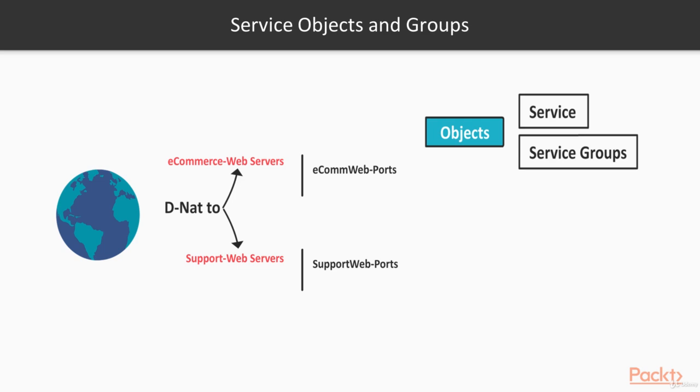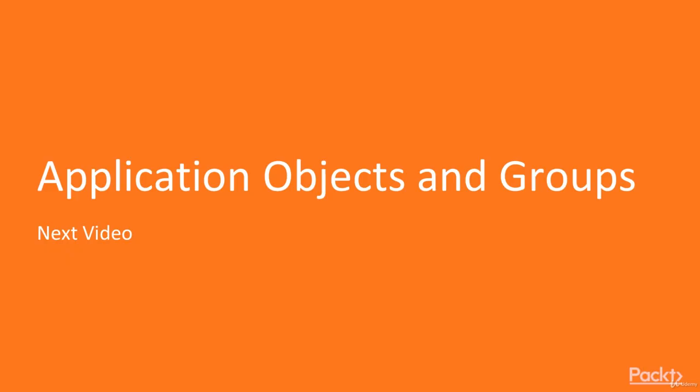Okay, so we reached the end of our video. In the next video, we're going to be discussing application objects and groups. This is to understand how the Palo Alto can identify traffic based on applications.